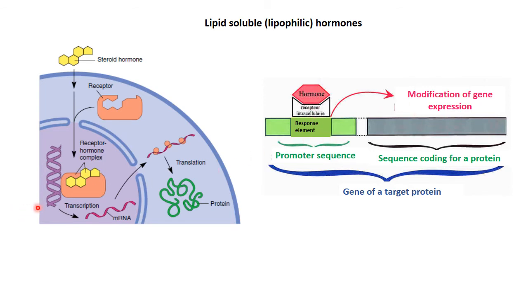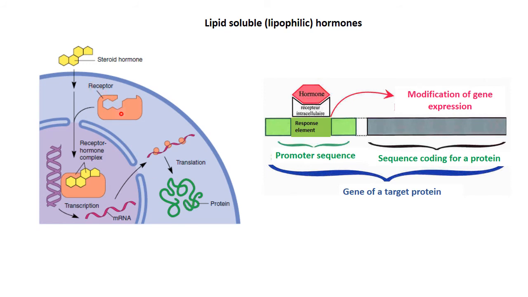So when we have, let's say, an activation of the transcription of the gene, this gene can be transcribed into messenger RNA, and then the messenger RNA can be translated to give a protein. That's how we modify or create a response in the cell. That's how those steroid hormones or lipophilic hormones can create a response in the cell.